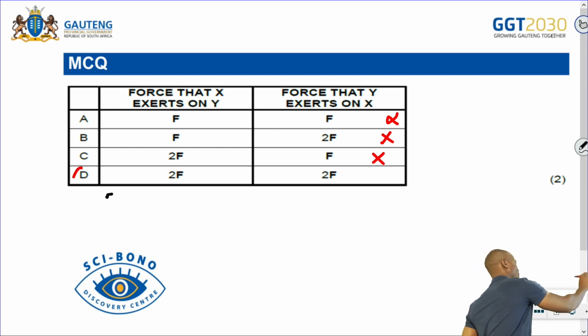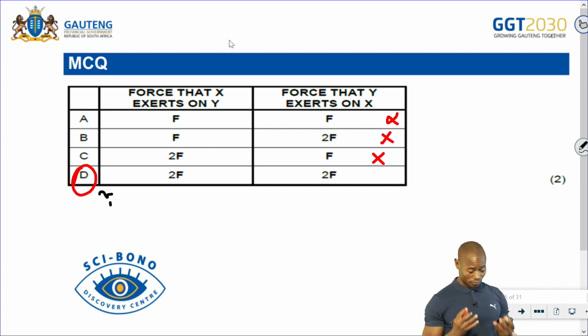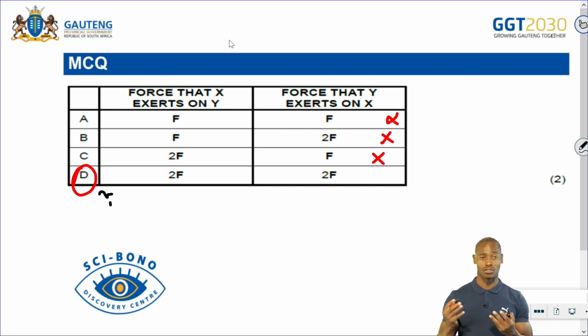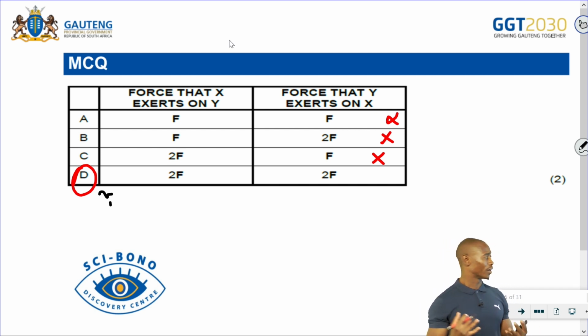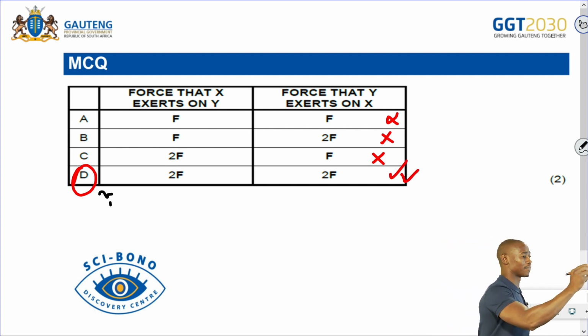Then the correct answer here would be D. So the first thing that we're supposed to do here is to get the new magnitude of F, and then from there apply Newton's third law to get the correct answer. All right.